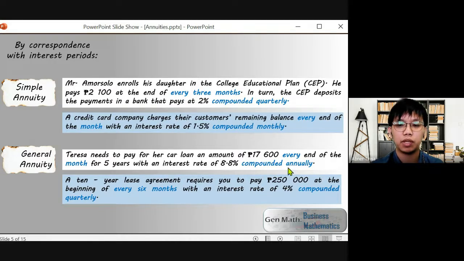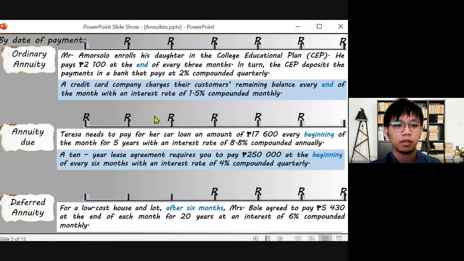Okay, let's proceed naman. Since nakuha niyo na ang difference ng simple and general annuity, let's proceed naman doon sa classification by date of payment. So ngayon, ang i-compare naman natin is yung date of payment, or given the payment interval, when will they pay in the given payment interval?